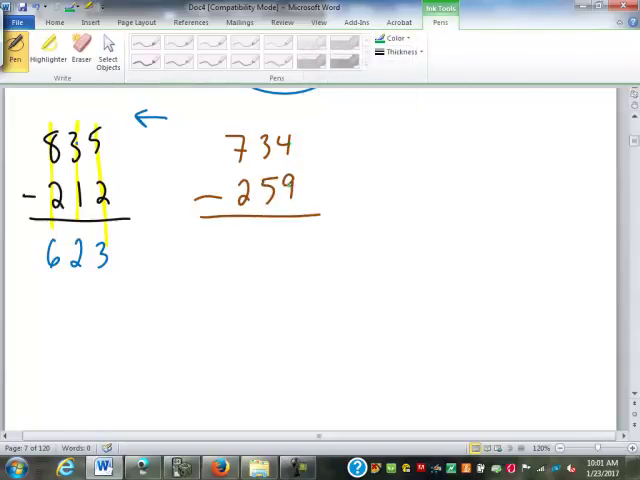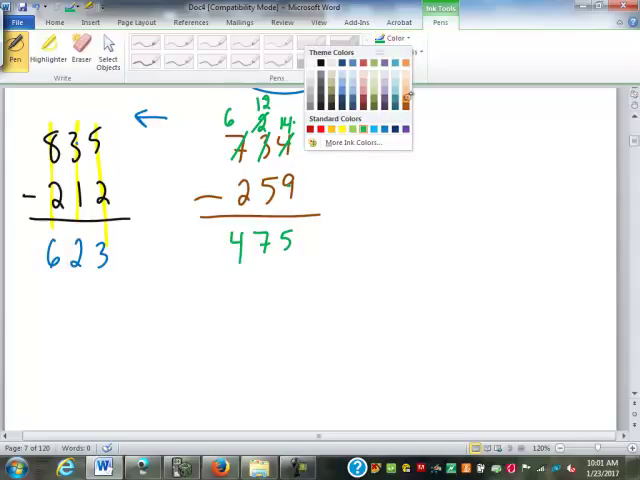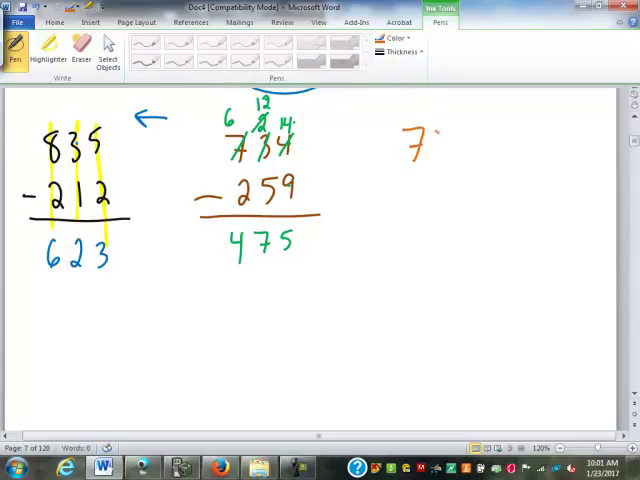So 4 minus 9 can't be done, so we... Okay. Perfect, we borrow. We go from the 3 becomes a 2, the 4 becomes a 14. Now, a lot of you are taught just put the 1 in front of the 4. That's fine. I'm just going the absolute longest way so you see every step. So 14 minus 9 is 5. 2 minus 5 can't be done. So borrow from the 7. That's a 6, and this is 12. 12 minus 5, 7. 6 minus 2, 4. So you'd asked, how would we do subtraction without borrowing?